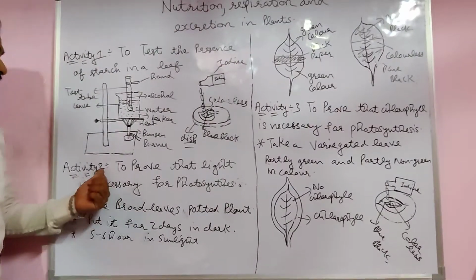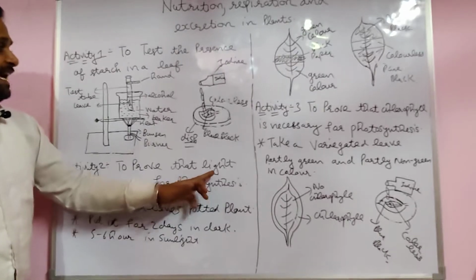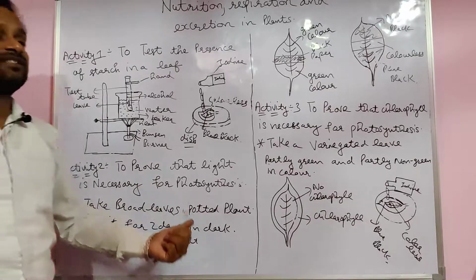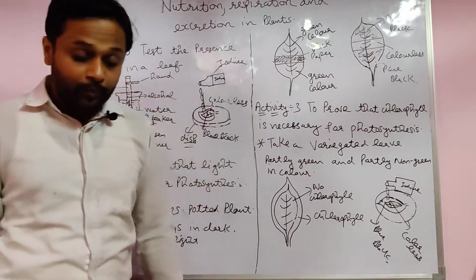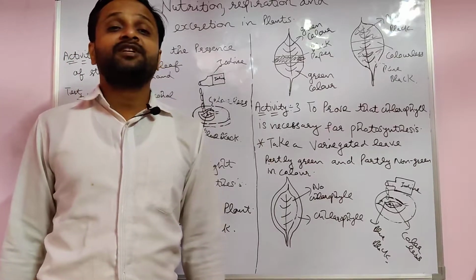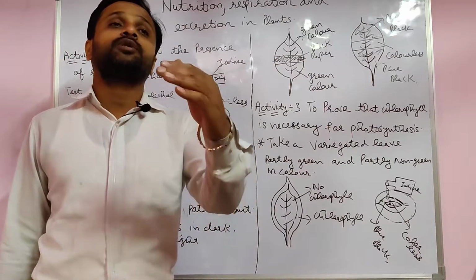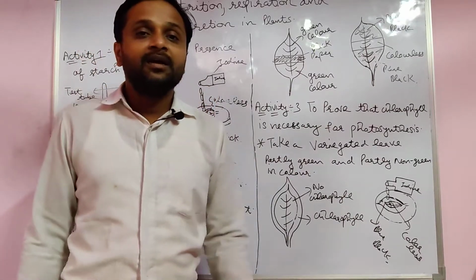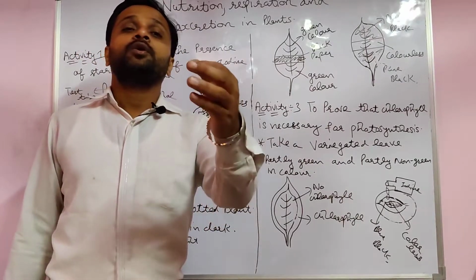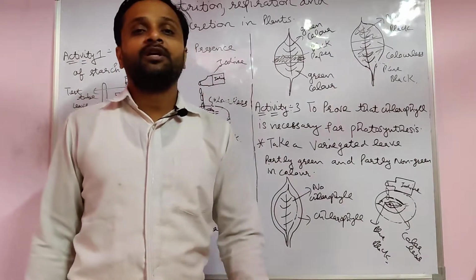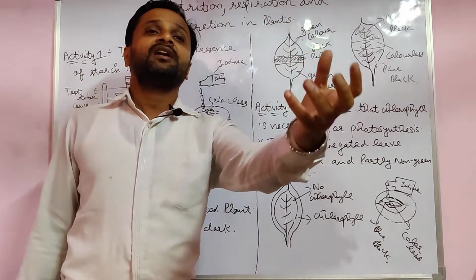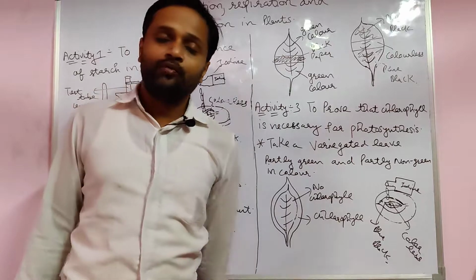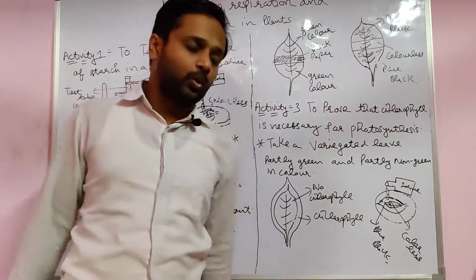Second activity: to prove that light is necessary for photosynthesis. You already know the special function of light is to break CO2 into C plus O2. Who traps the sunlight? Chlorophyll only. And chlorophyll gives the sunlight energy to the CO2, which breaks into C plus O2.